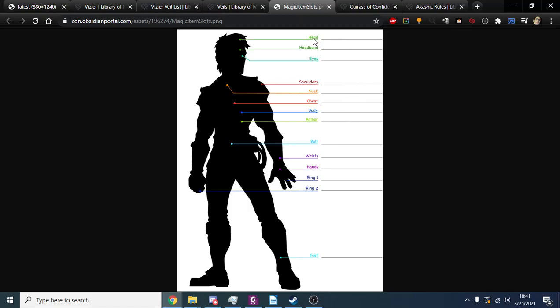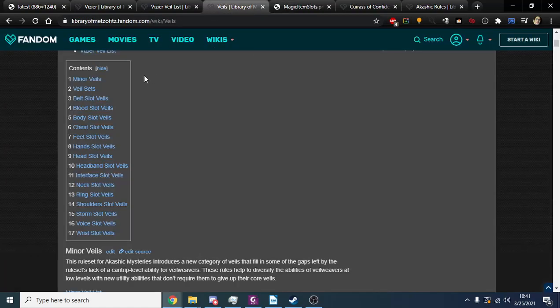But as you can see here, they have the head, headband, shoulders, neck, chest, body, belt, wrist, hands, feet. Those are the general veils. Again, there are no eye slot veils, nor are there armor. And there are ring slot veils, but those are the esoteric chakras.